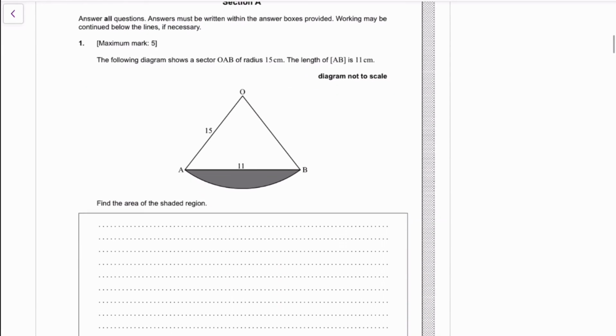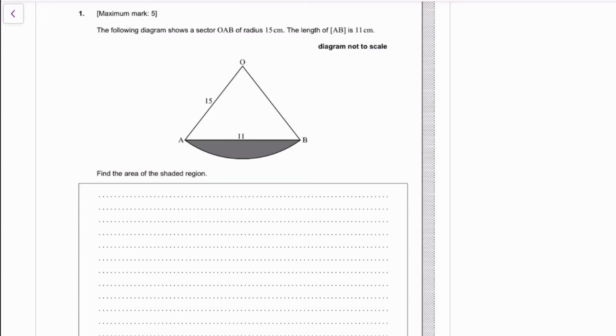So let's go, first question. Okay, so this question is obviously quite simple. The radius is 15, find that. So obviously you will find the area of the whole sector and then minus the area of the triangle.